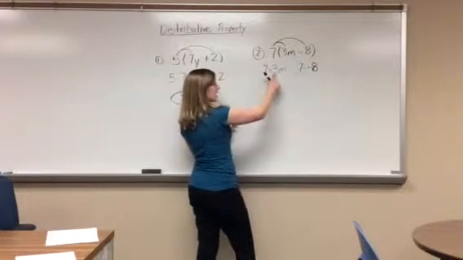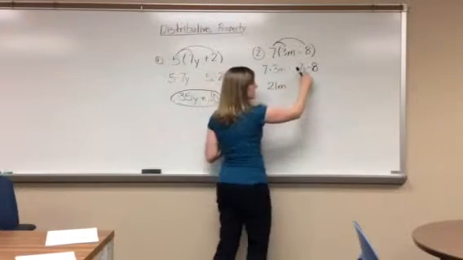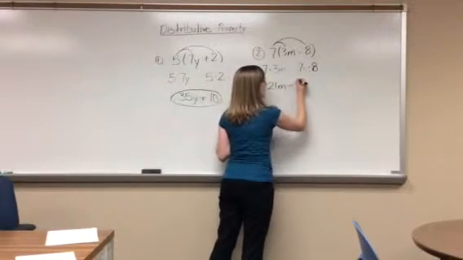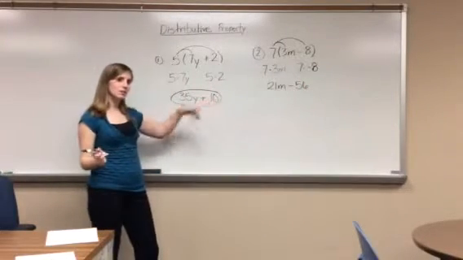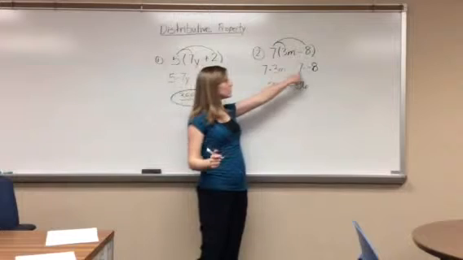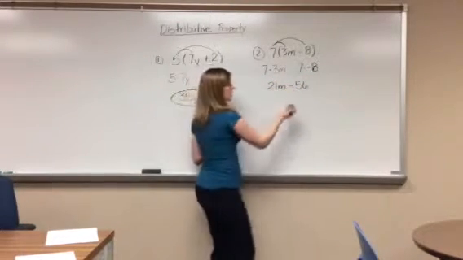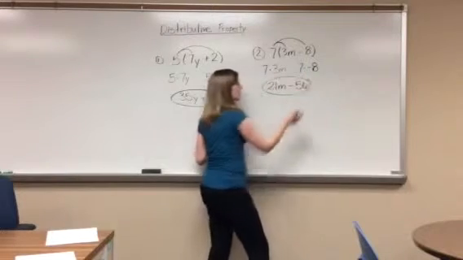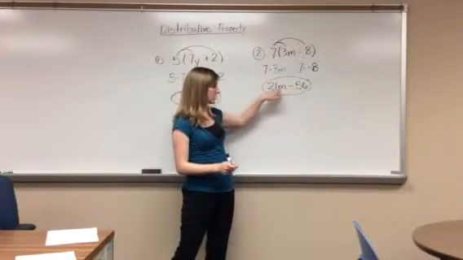So 7 times 3m is 21m. 7 times negative 8 is negative 56. Remember I said over here it was addition because the 10 was positive? Well, 56 is negative, so I'm going to make it subtraction. This is our answer. Again, you cannot simplify because these are different.